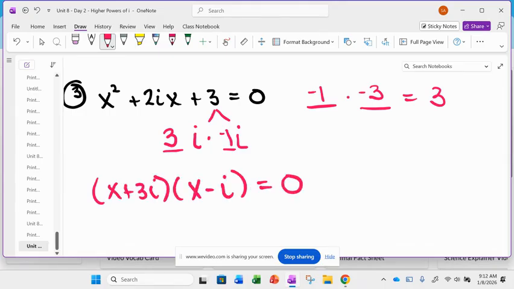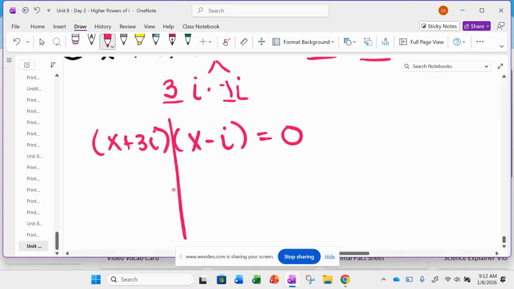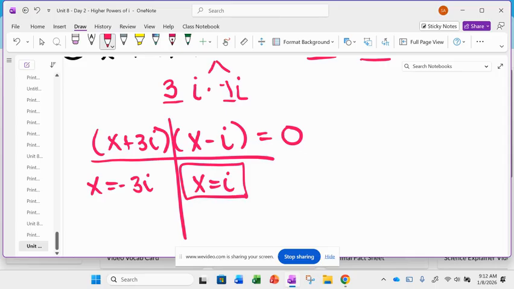How many people got those factors correct? Okay, good. And now you set equal to 0 and solve, so x will equal -3i and x will equal i. All right, last problem for today.